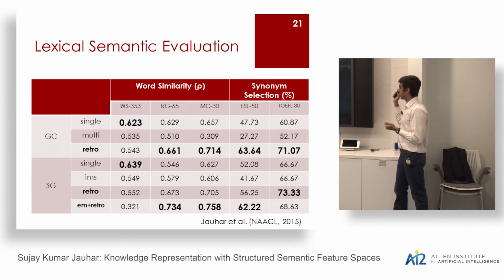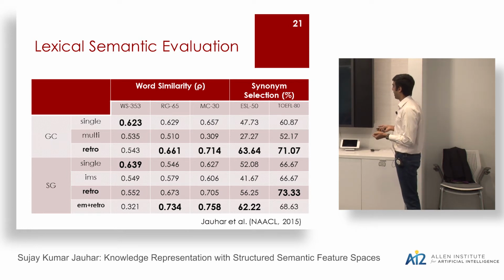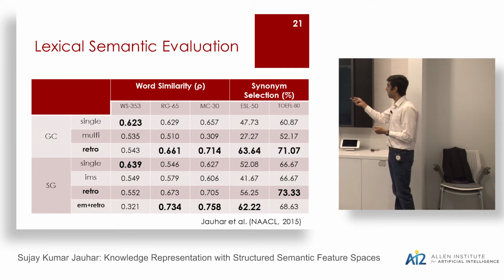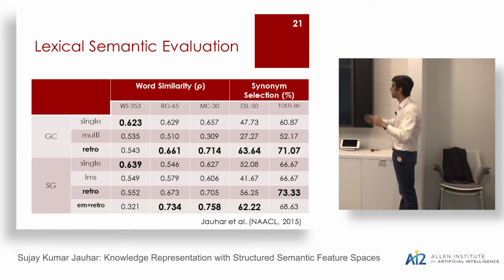Here's a bunch of numbers for the first two tasks, and there's more in the paper, but basically, I'd just like to draw your attention to the fact that most of the bold-faced numbers are in rows corresponding to our models, so that's nice. In particular, we often outperform the baselines by significant margins. So the single rows are basically your single vector models.